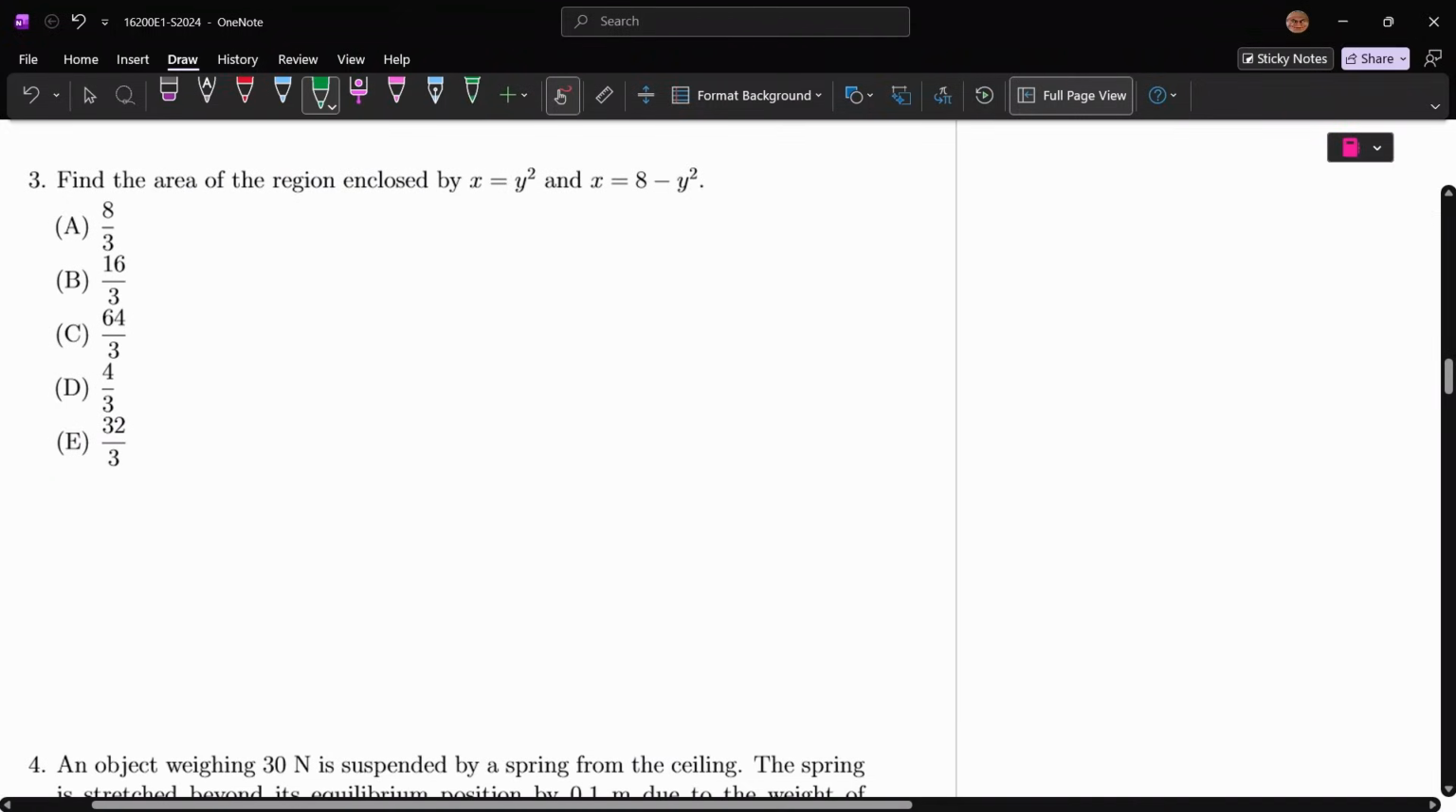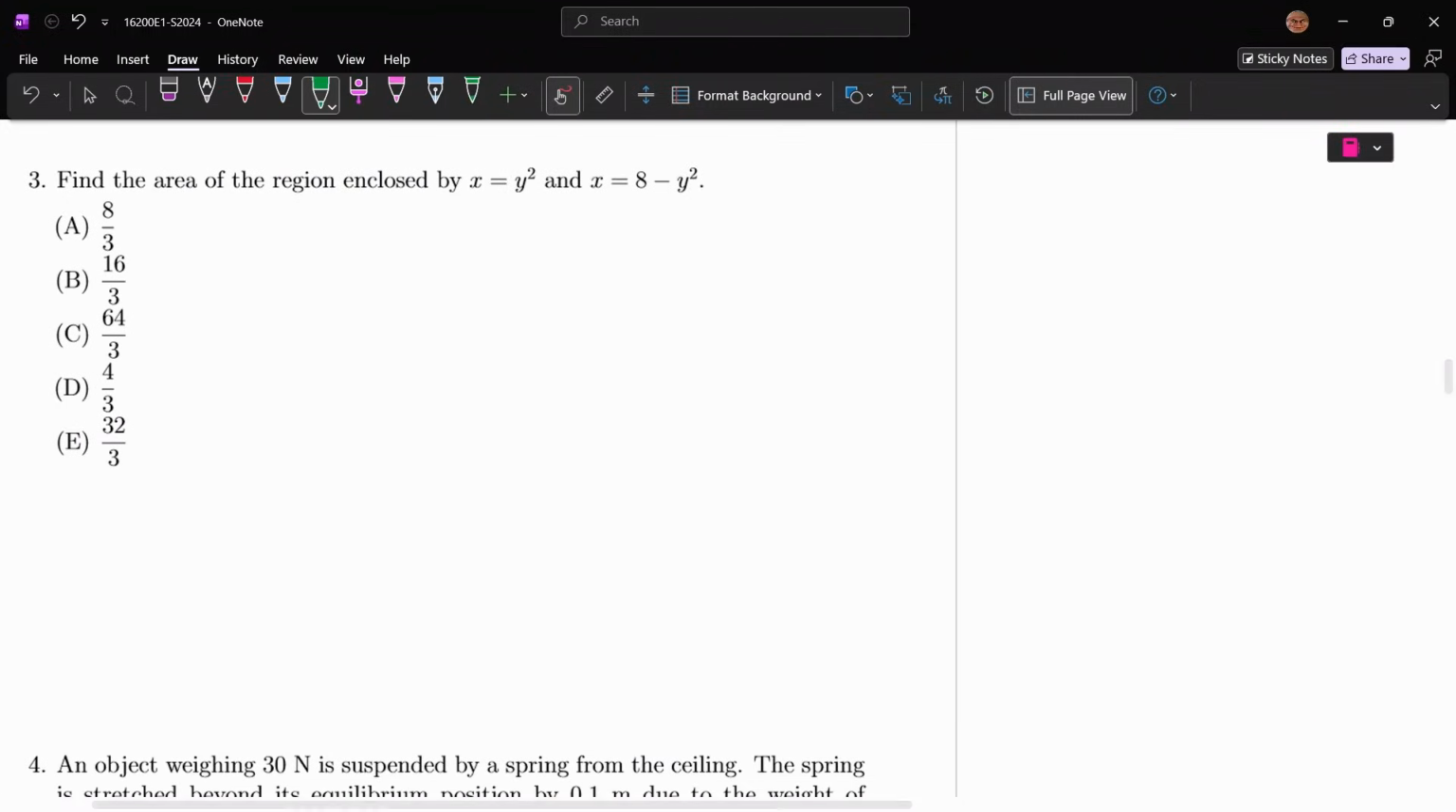All right, find the area of the region enclosed by x is equal to y squared and x is equal to 8 minus y squared. Oh wow, there's some trickery going on in this question. Notice how these functions are written where x is equal to some expression in y, instead of y is equal to some expression in x.